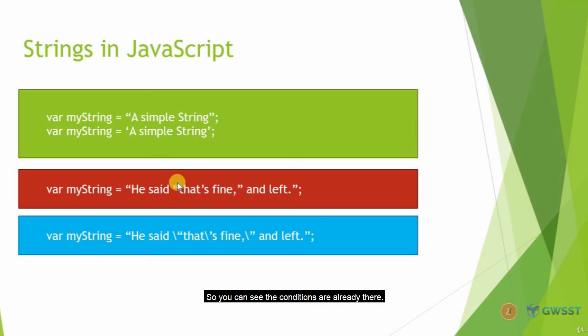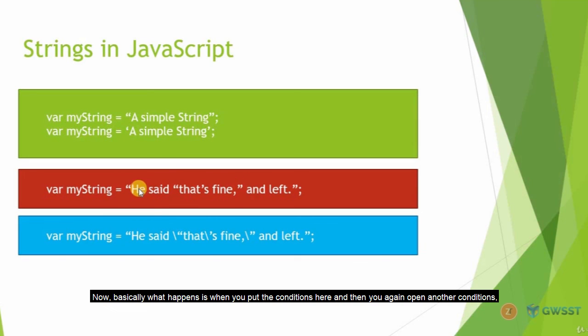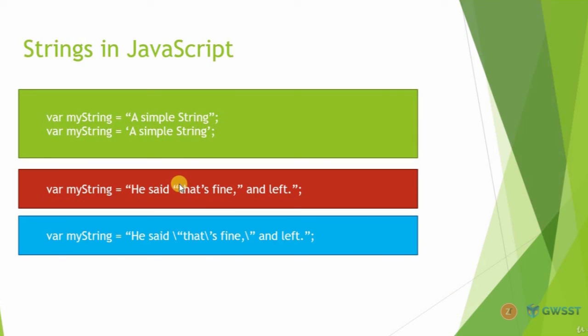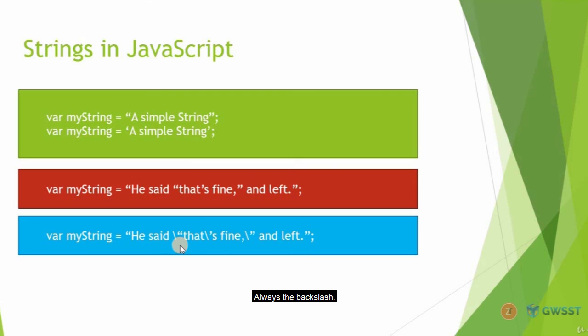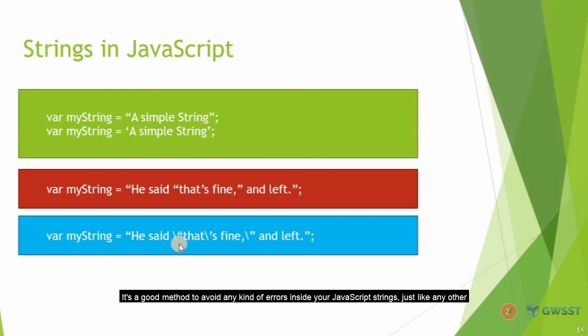For example, he said that's fine and left. You can see here the quotations are already there. Now what happens is when you put the quotations here and then you open another quotation, basically you are closing the first one. In order to avoid this issue, as soon as you open a string and close it, if you're specifying a single quotation or a double quotation inside the text, always use a backslash. It's a good method to avoid any kind of errors inside your JavaScript strings.